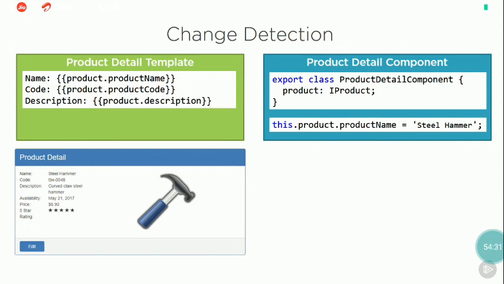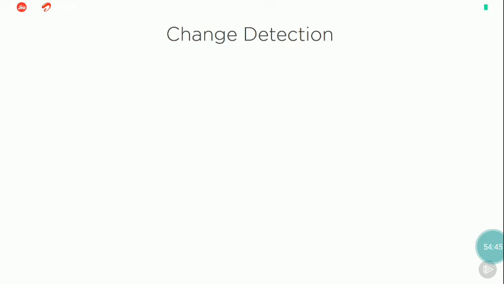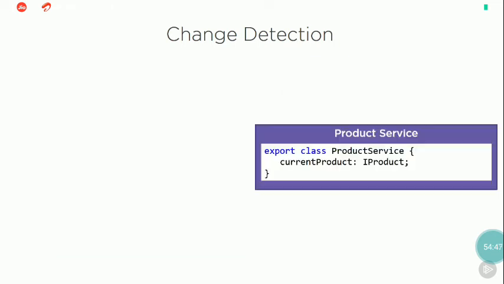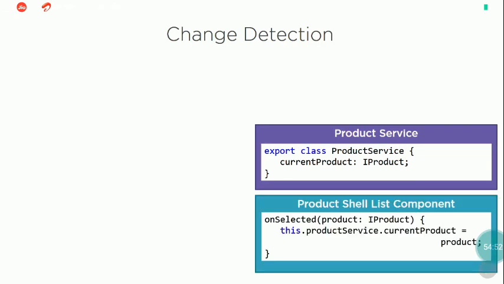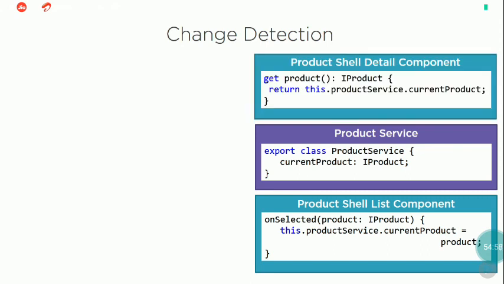The change detection watches for changes to the bound property values and updates the binding when it sees any changes to those properties. Okay, we know all of this, but how does it work when the changing value is in a service? In our current APM sample application, our product service retains a current product property. Our list component sets this property when the user selects a product from the list. The detail component uses a getter to retrieve this value from the service.